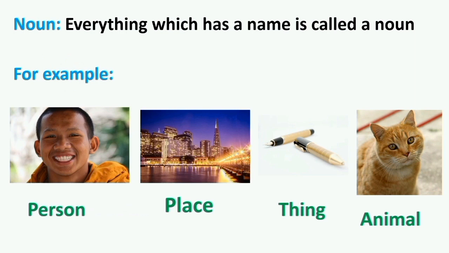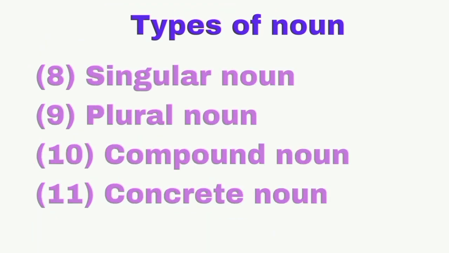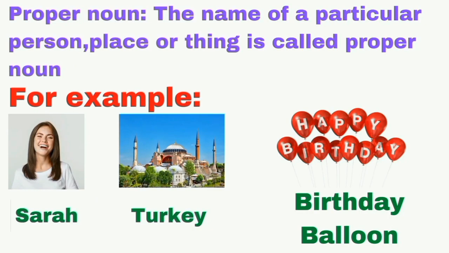Noun. Everything which has a name is called a noun. For example, person, place, thing, animal. Types of noun: proper noun, common noun, collective noun, abstract noun, material noun, countable noun, uncountable noun, singular noun, plural noun, compound noun, concrete noun.